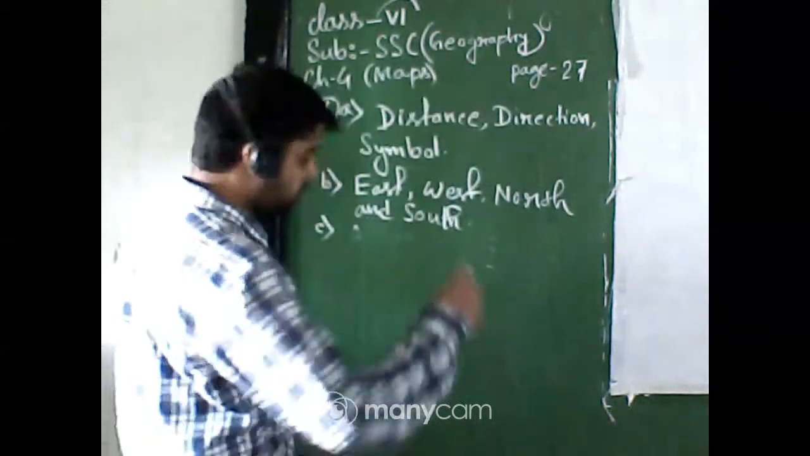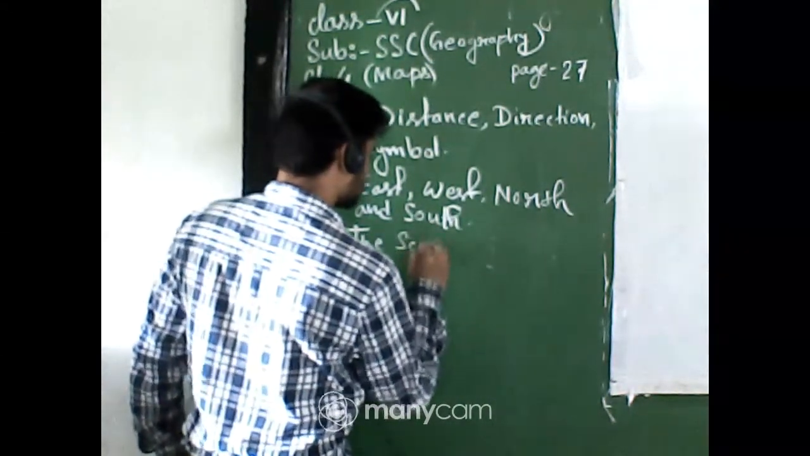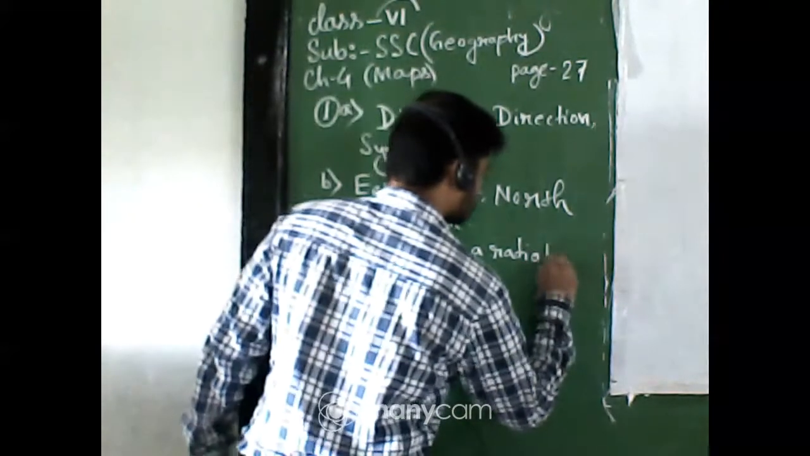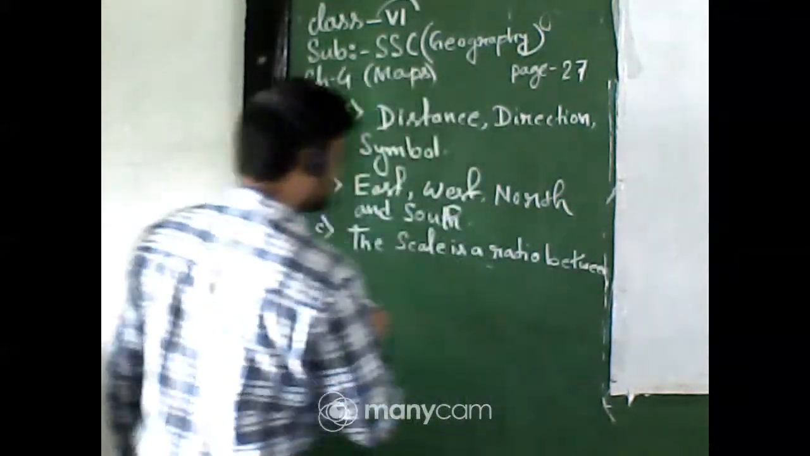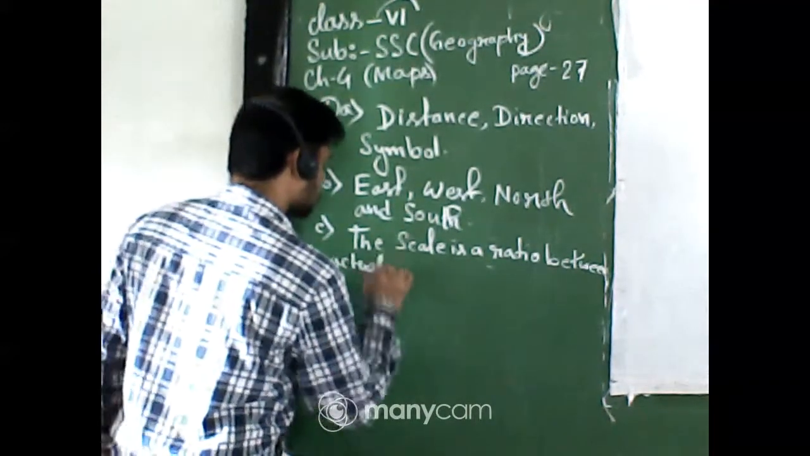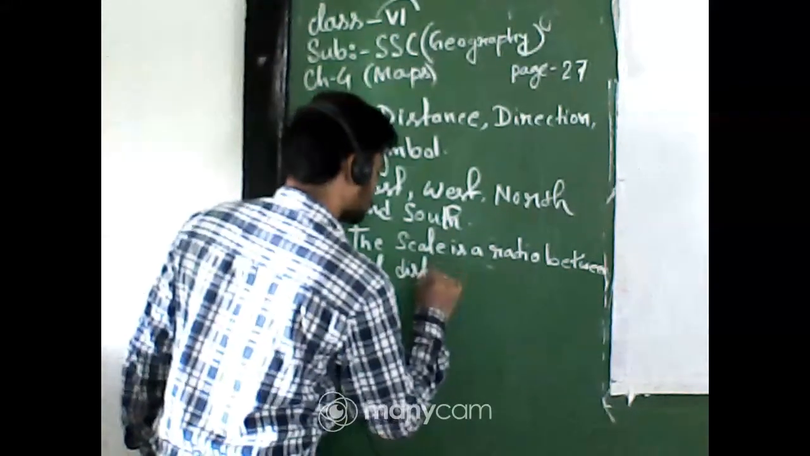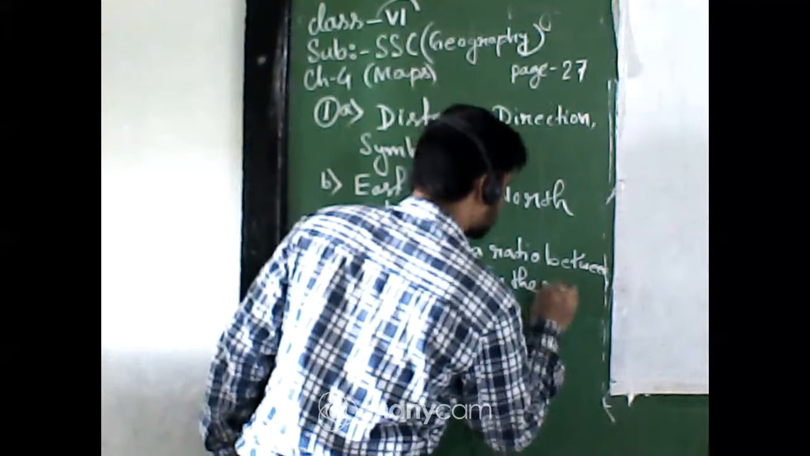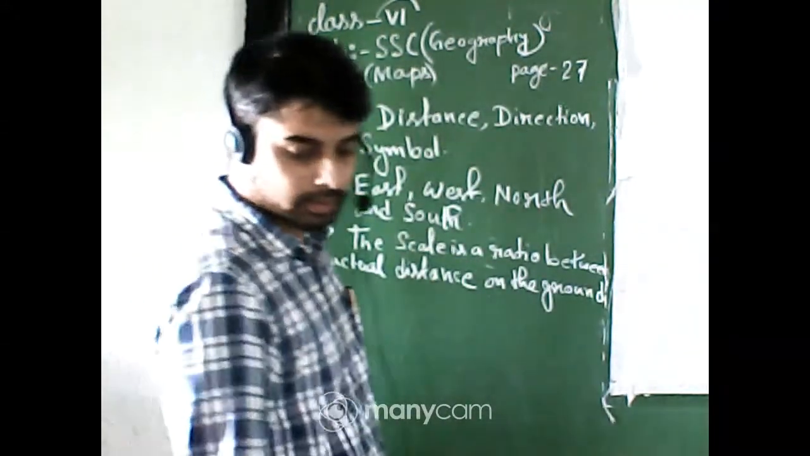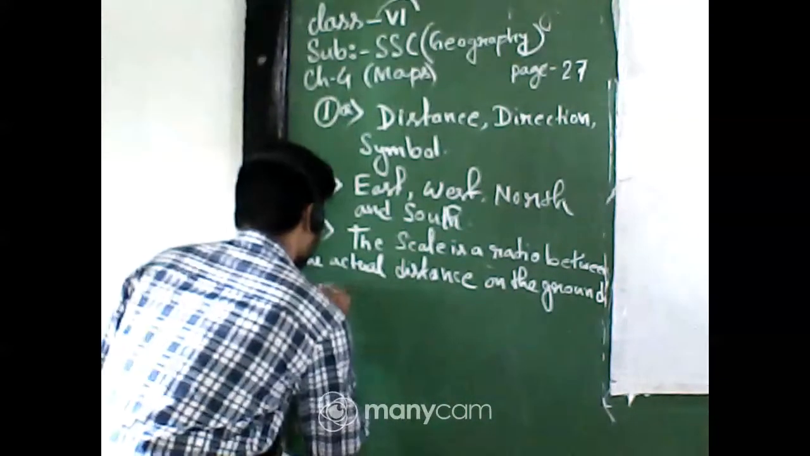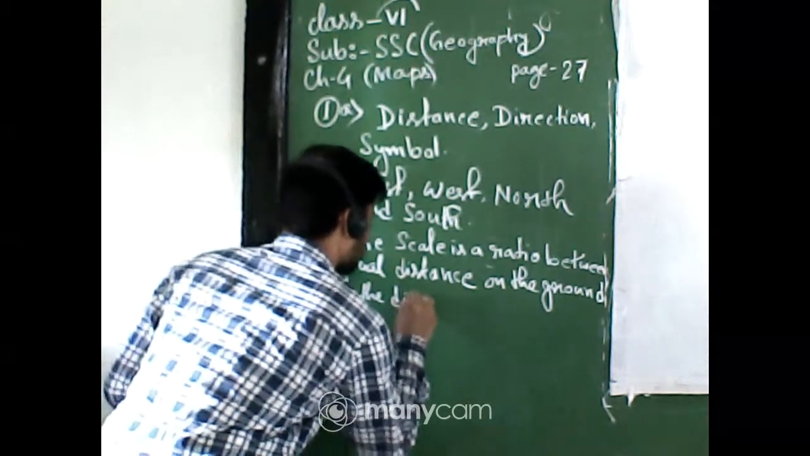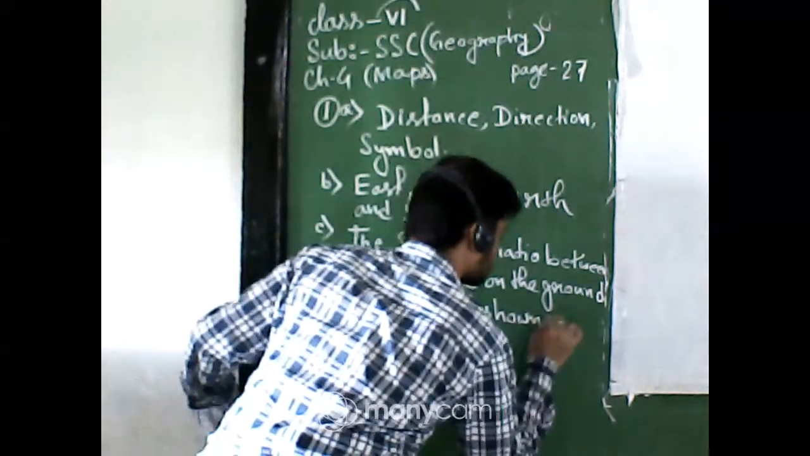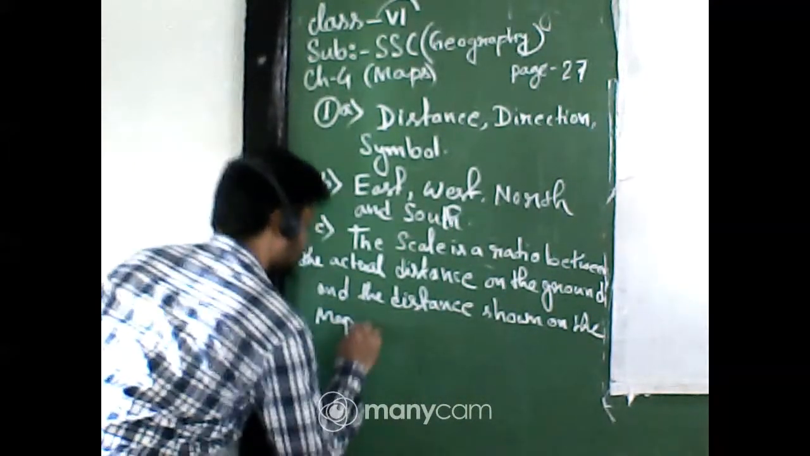Okay, the scale is a ratio. Start writing. The scale is a ratio between the actual distance on the ground, actual distance on the ground, and the distance shown on the map. Okay, full stop.